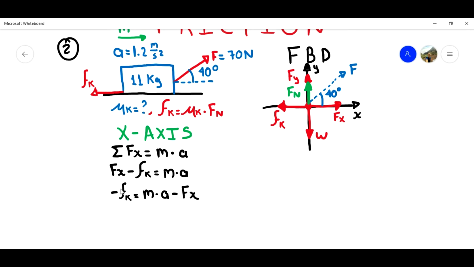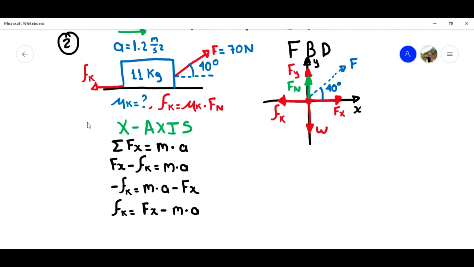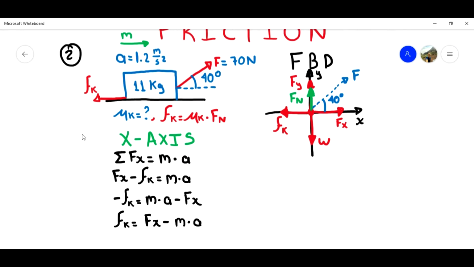I'm going to remove this negative sign of the friction force by changing all the signs of all the terms in my equations, both sides, left and right. So kinetic friction force equals Fx minus mass times acceleration. And then I'm going to substitute the value of the kinetic friction force.